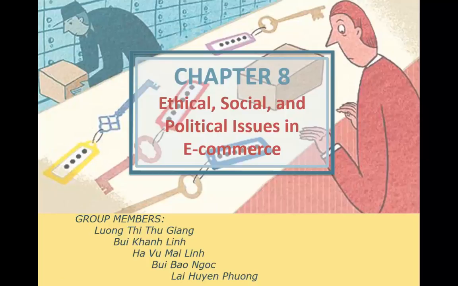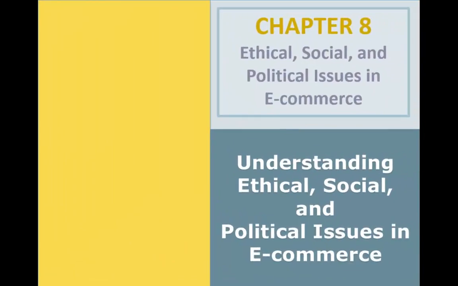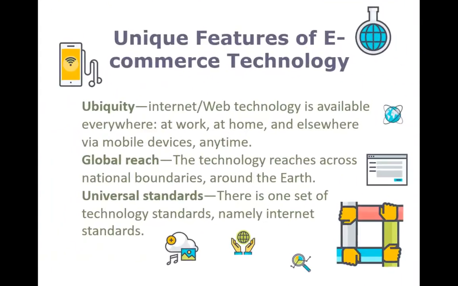So now let's start with my first part, understanding ethical, social and political issues in e-commerce. There are 8 unique features of e-commerce technology. The first is ubiquity. The second is global reach. The third is universal standard.